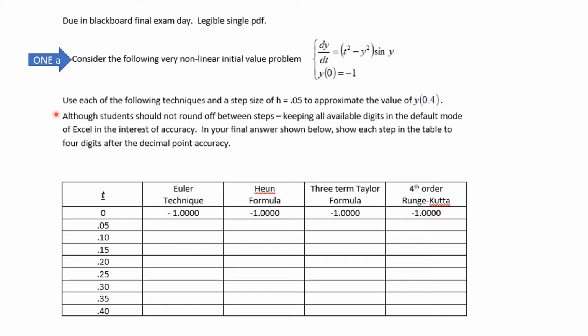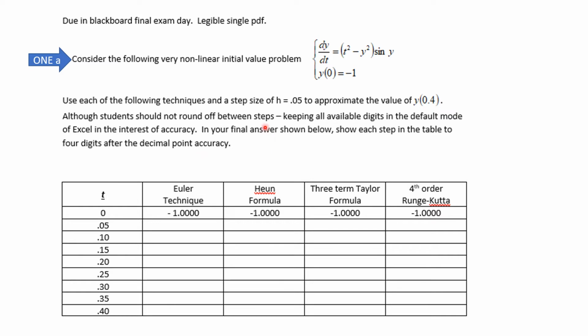So in problem 1a, you're to use each of the following techniques: the Euler technique, the Heun formula, three-term Taylor formula, and fourth order Runge-Kutta, and a step size of h equals 0.5 to approximate the value of y at 0.4. And so your submission should contain a completed matrix looking like this.